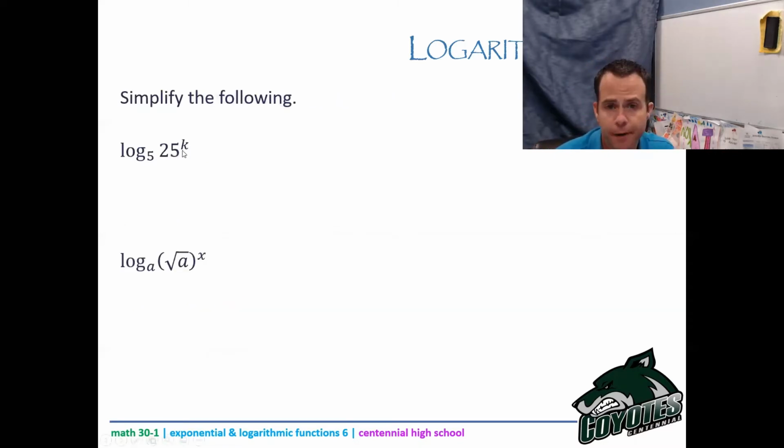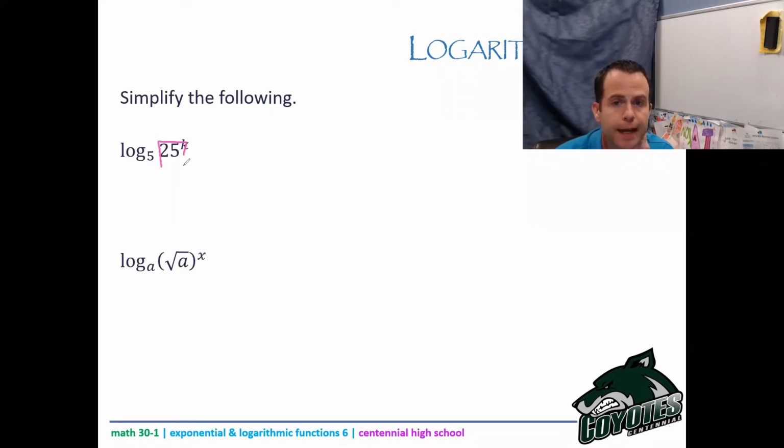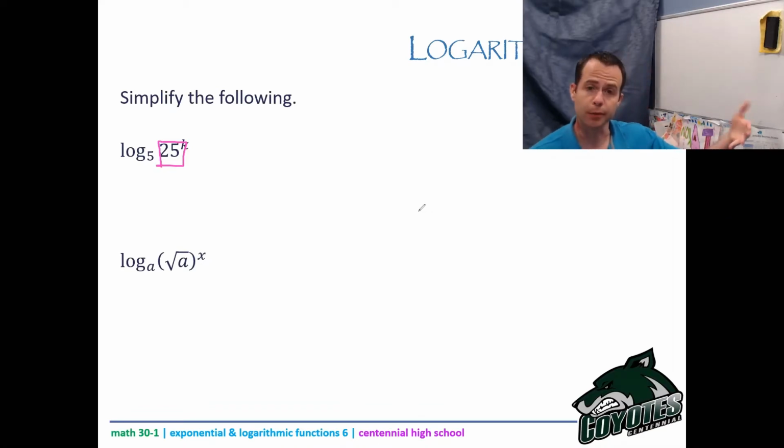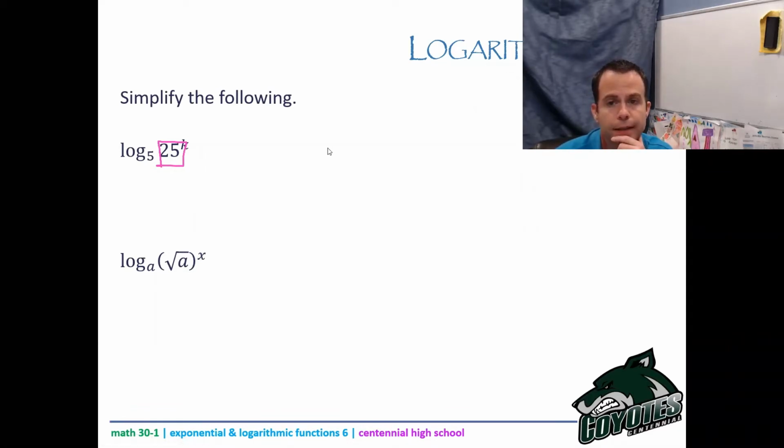Okay, simplify the following. Again then, if we know those rules, the name of our game here is we want to make things friendly. So I'm looking at this and saying, hey, can I write 25 as 5 to the something? Because if I could have 5 to the something, then it looks like some of those rules we saw in the previous slide. And I can, that would be 5 squared. So I can rewrite this as log base 5 of 5 to the 2k. And then that will equal 2k.